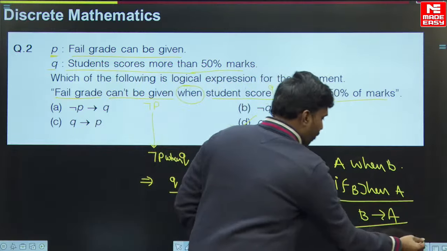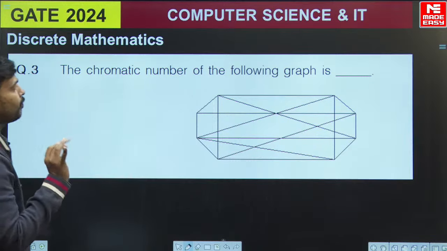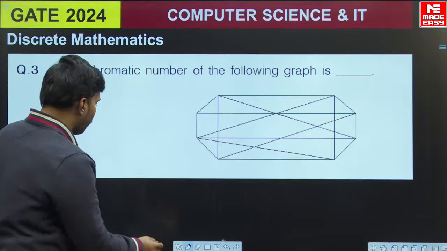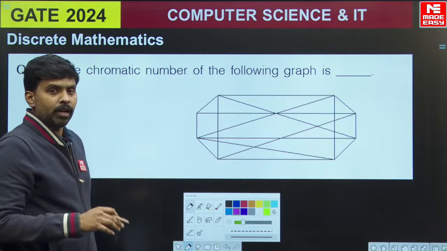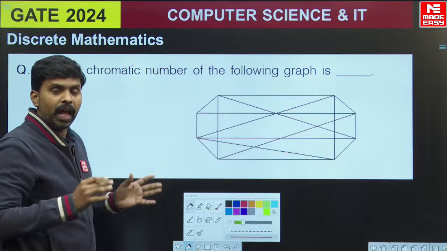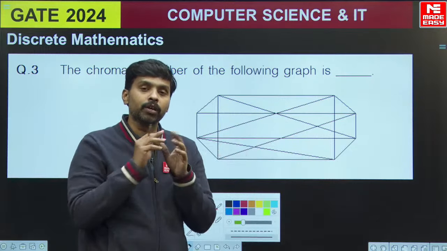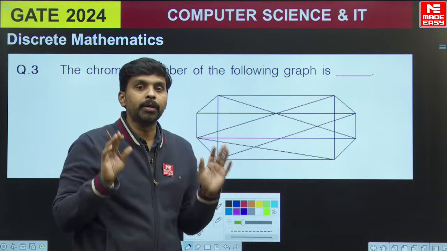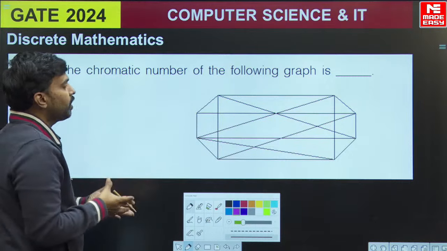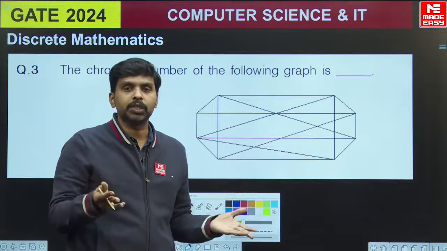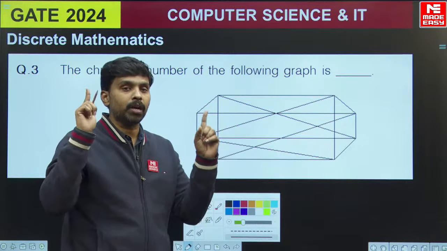The next point. Very easy question or not? Now look at this one: the chromatic number of the following graph. See beta, here we can apply a lot of concepts. In graph theory there are many ways you can give the answer for certain questions, because we can connect with so many topics, right? But the chromatic number is nothing but the minimum number of colors which we can assign to the vertices such that no two adjacent vertices will have the same color.